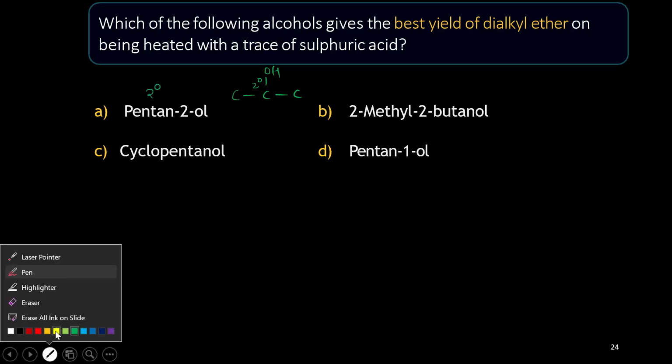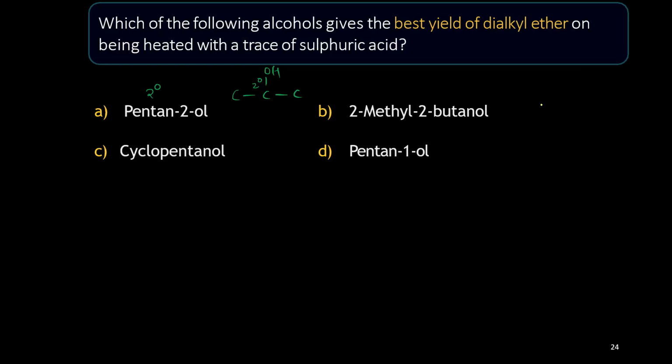Now what about 2-methyl-2-butanol? That means carbon, carbon, carbon, and on the second carbon itself you have another methyl group, CH3, along with the alcohol. So this is a tertiary alcohol. And cyclopentanol: carbon, carbon, carbon, carbon, carbon. The carbon having OH is attached to two different carbons, so it is also secondary. And pentan-1-ol means the first carbon is attached with OH, so this will be primary. So this will be the answer.